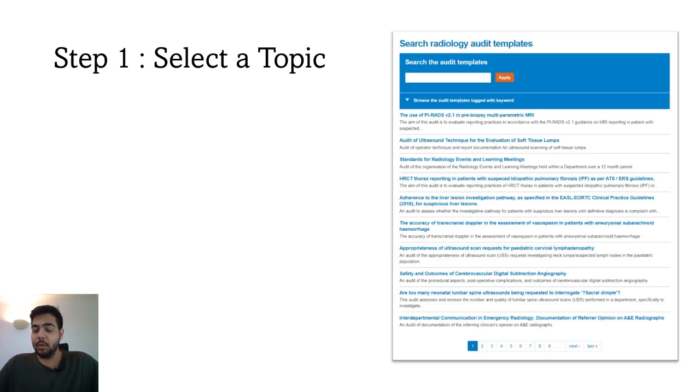So you can go to the search audit templates and then you can type in something related to the specialty if you want to do it very specialty specific. But if you don't want to do it very specialty specific and you want to go for more of a radiology audit, then you can just scroll through this page and see which one works for you.